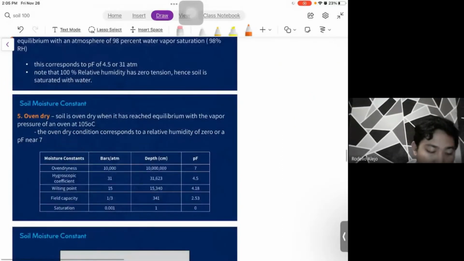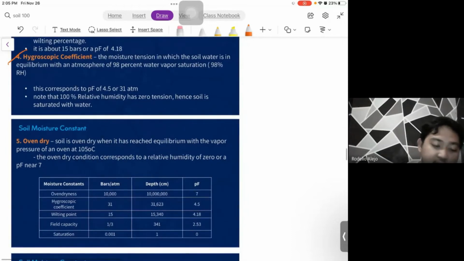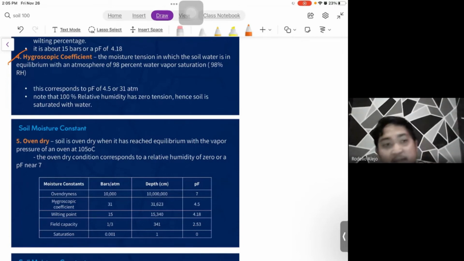Then we have the oven dry again. So hygroscopic coefficient is actually mas madami pa siyang water compared to what we call the oven dry. So sa oven dry kasi we can set the limit. So kapag tinaasan natin yung temperature sa oven dry, so mas kakaunti, mas mababawasan pa ng mababawasan yung tubig doon.